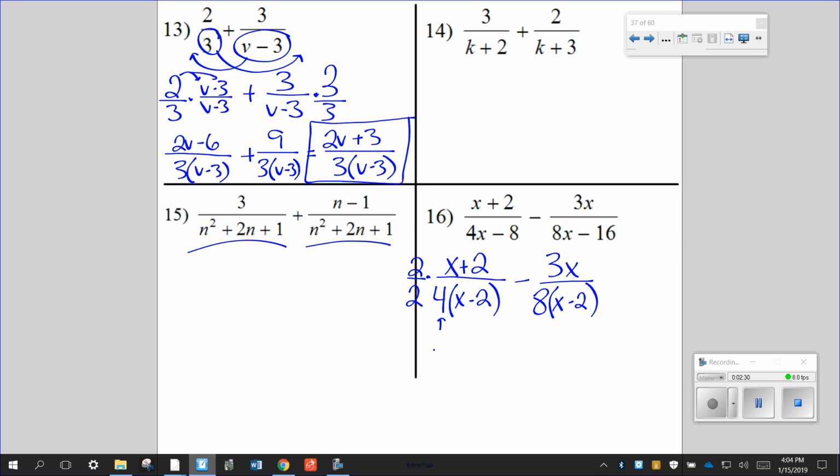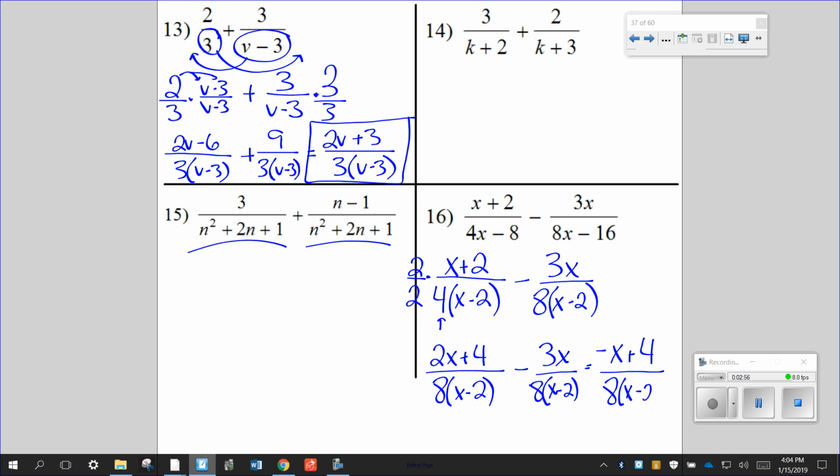When I do that, I'll get 2x plus 4 over 8 times x minus 2 minus 3x over 8 times x minus 2. So it's 2x minus 3x, so it's negative x plus 4 over 8 times x minus 2.